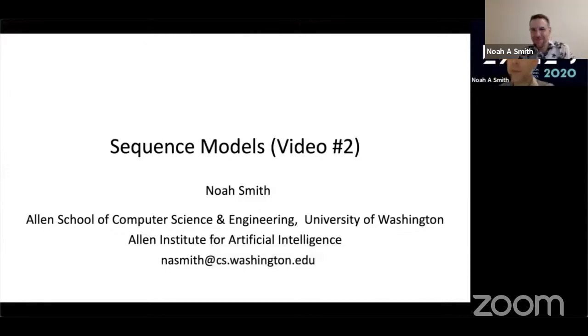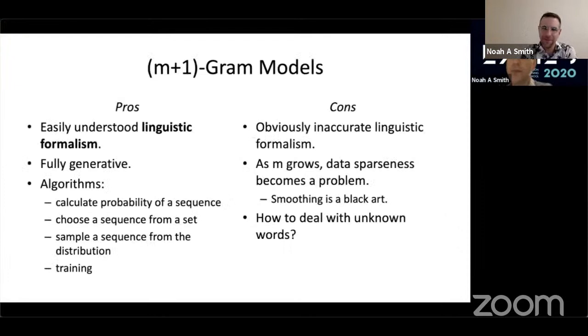Okay, welcome back. Picking up where we left off, we were talking about M+1 gram models, also known as Markov models. I want to quickly review pros and cons for these families of probability distributions for sequence modeling. On the pro side, these models are really easy to understand. They provide a sort of theory or formalism for how language works. Each word is generated, conditioned on its history in turn. The model is fully generative. As we'll see in a minute, it's very easy to generate new sequences like I did at the end of the last slice of the lecture.